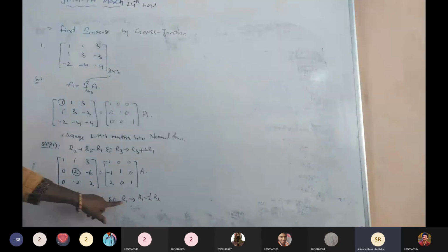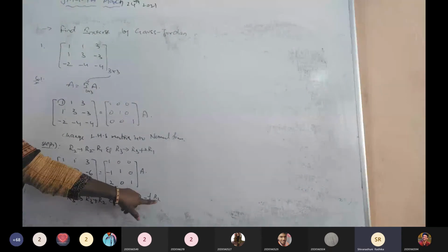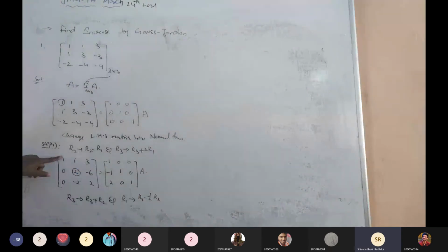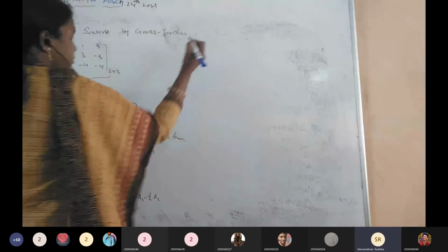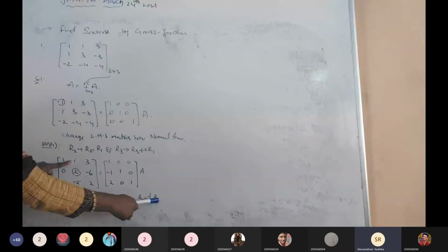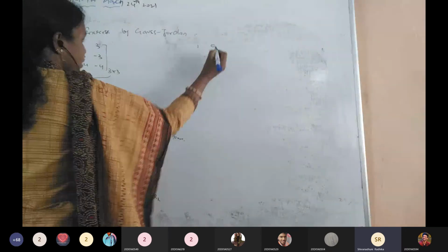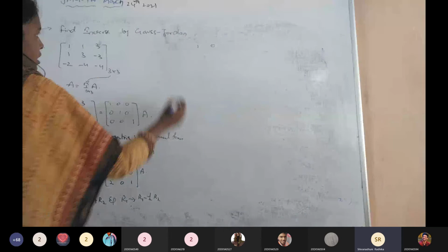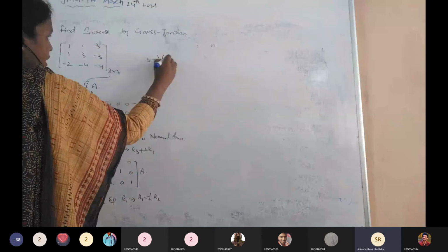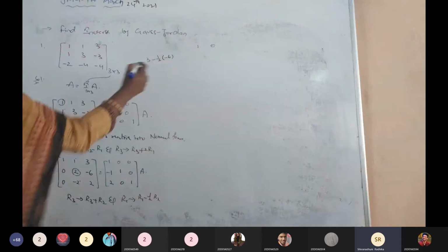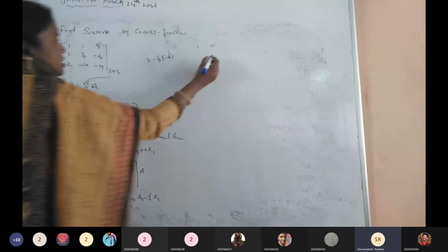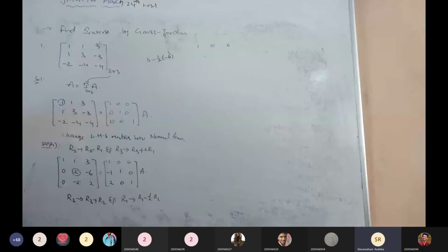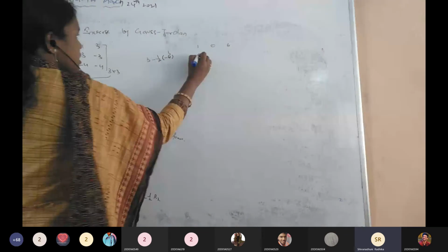Now here, first R1. R1 changes to R1 minus 1 by 2 R2. Okay. So 1 minus 1 by 2 into 0, that is 0. Is it clear? Here 1 minus 1 by 2 into 2. The 2s get cancelled, 1 minus 1, here it is 0. Next 3 minus 1 by 2 into minus 6. Is it clear? So two 3s are 3 plus 3, 6. Completed the first row. Then the second row is constant: 0, 2, minus 6.